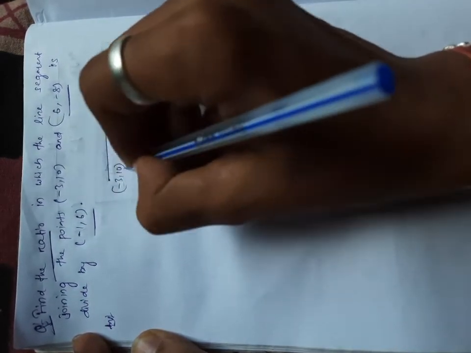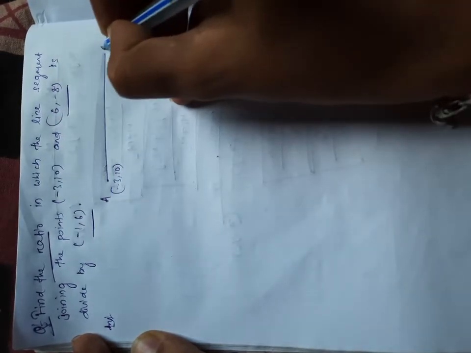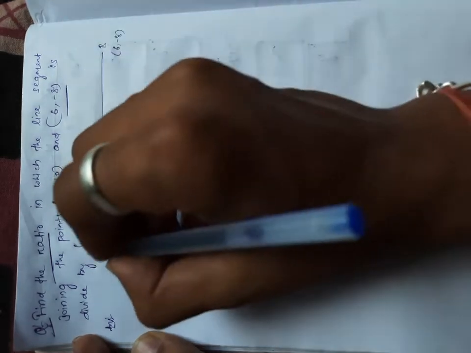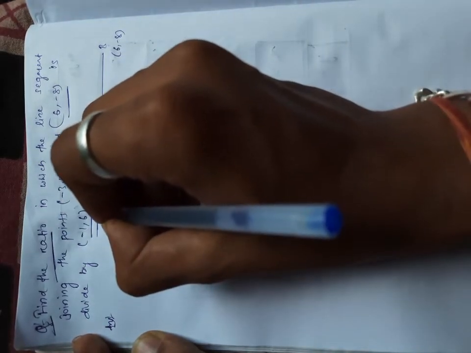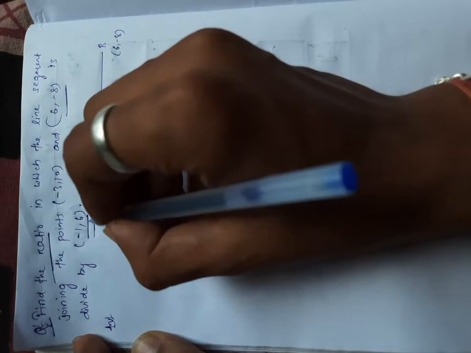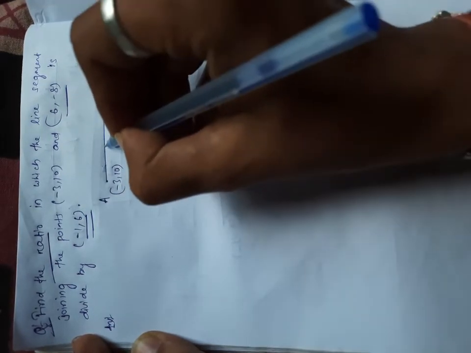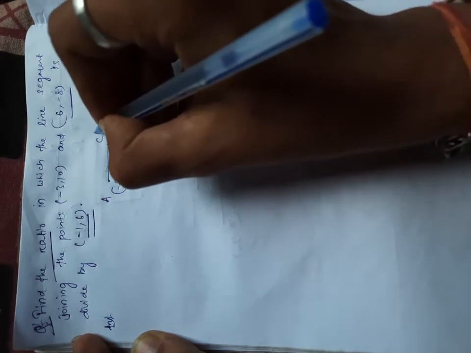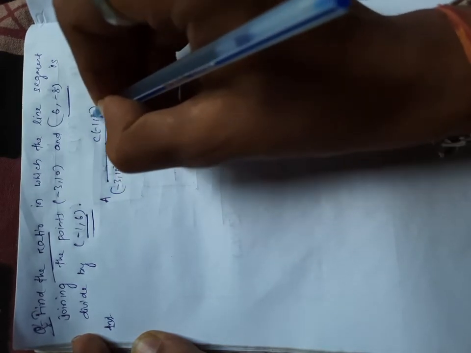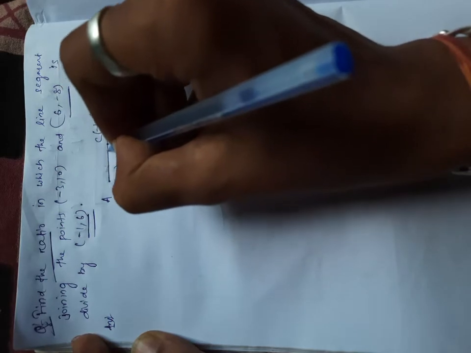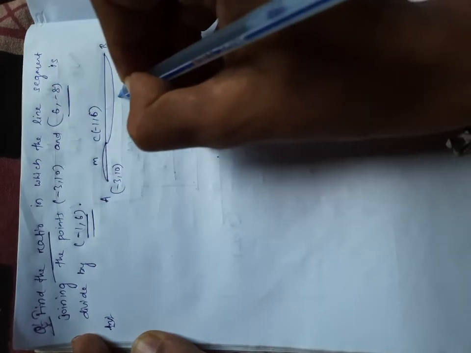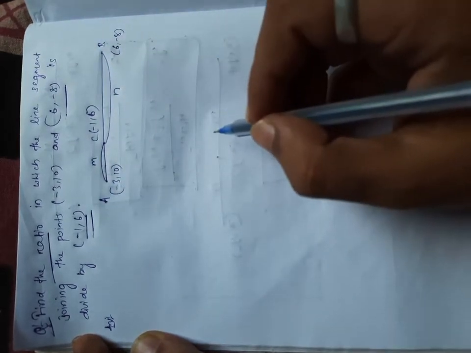This is (-3, 10), set at A, and this is B (6, -8), and there is another point. This point is dividing the line. So let this point be C. The coordinate of C is (-1, 6). We have to find out the ratio. What is this ratio and what is this ratio? Let this ratio be m and this ratio be n.